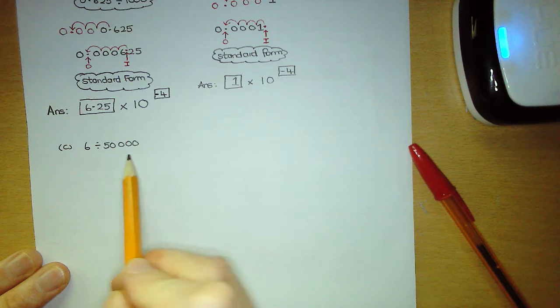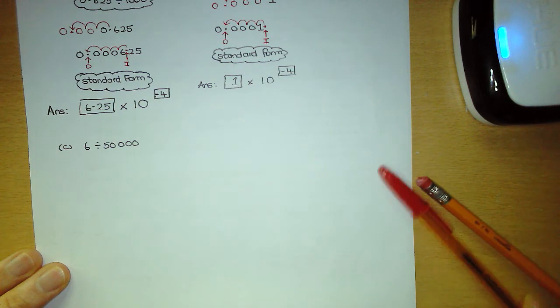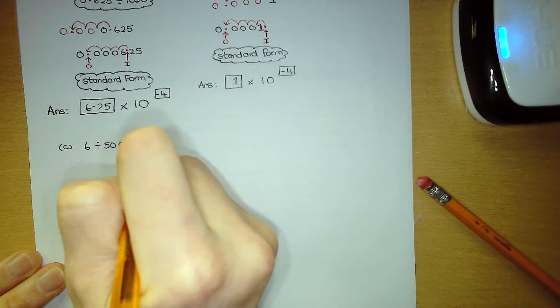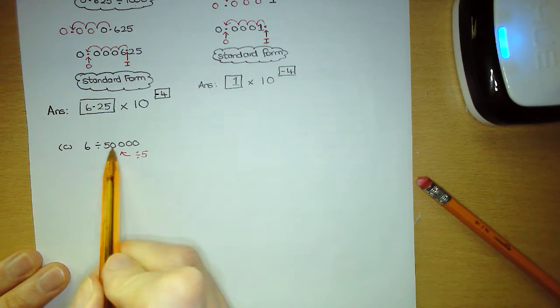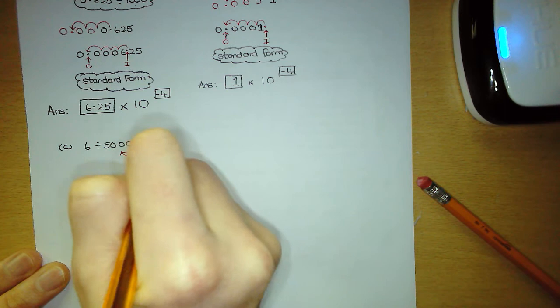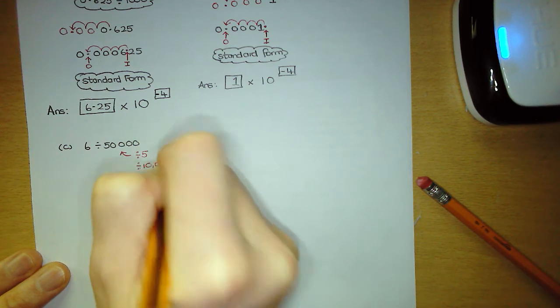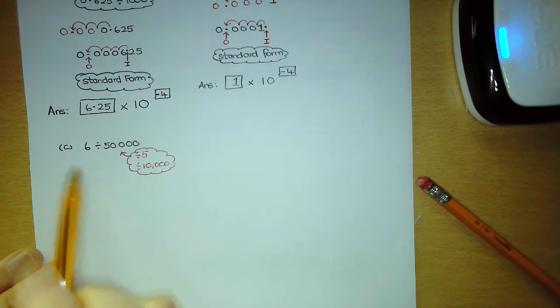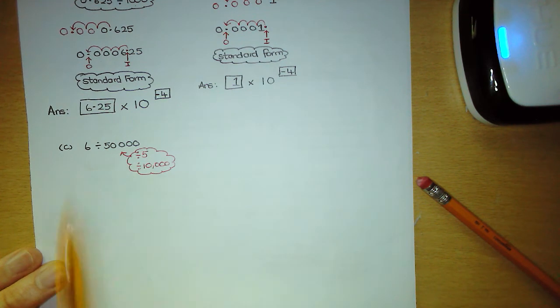So again, we're dividing by 50,000. That's the same as dividing by 5 first, and then dividing by 10,000. So the first calculation we're going to do is 6 divided by 5.